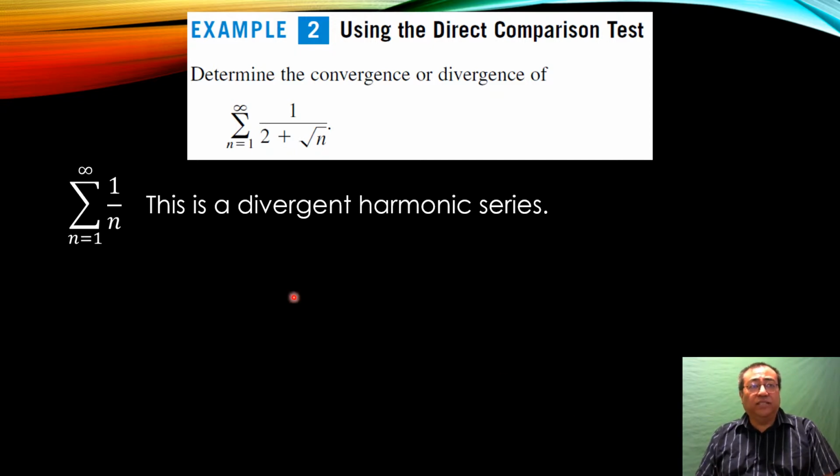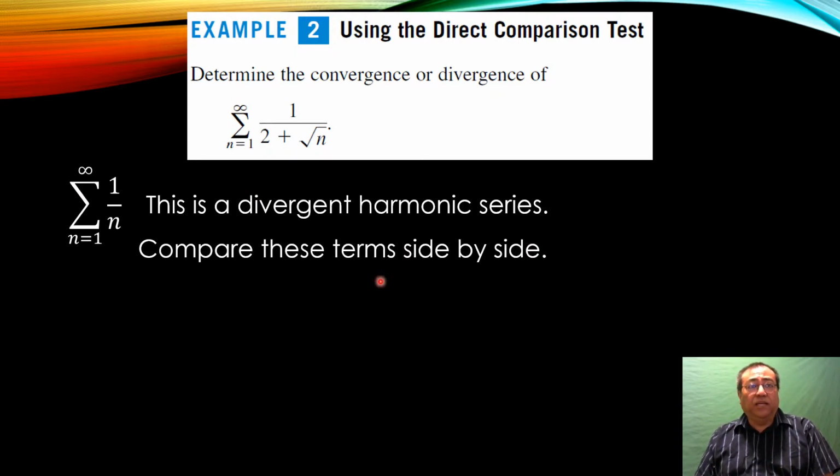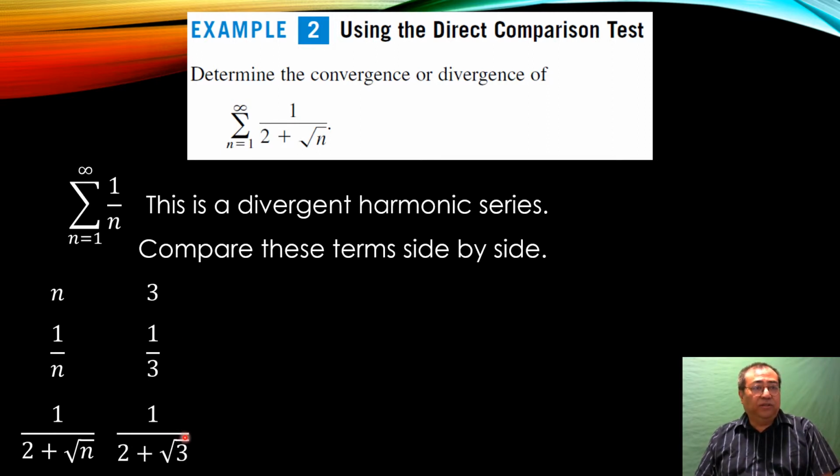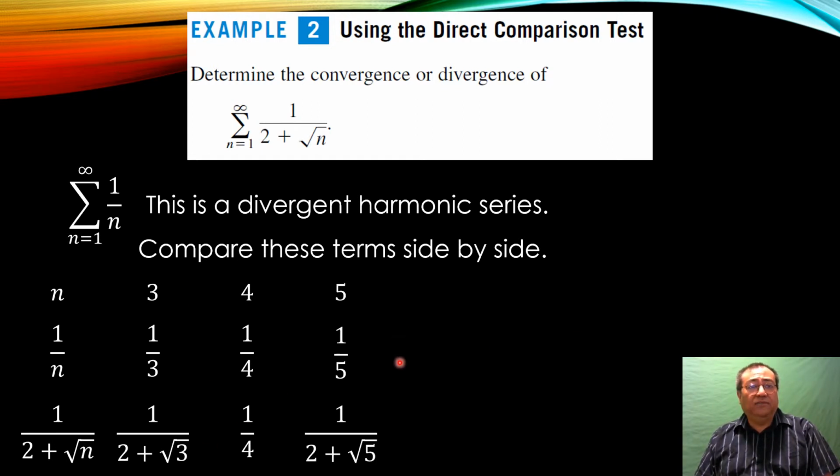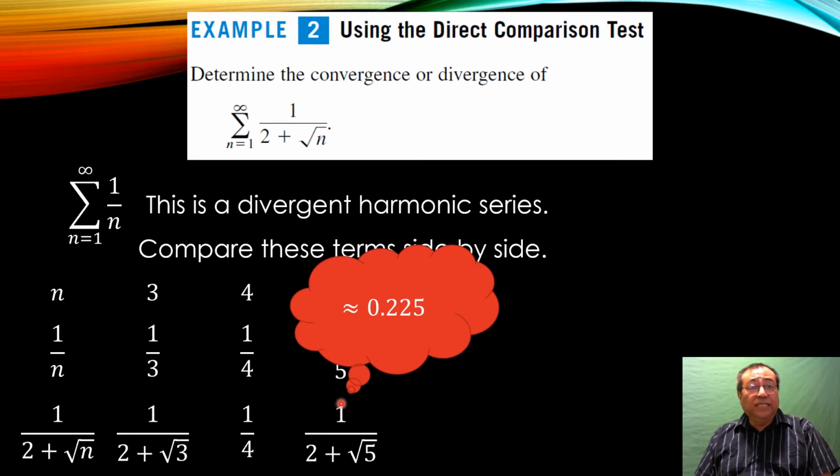So we know this is a divergent harmonic series, and we can compare these terms side by side. And look at all the work I have to do: 1/n to 1/(2 plus root n). I'm going to start at n equals 3. 1/3, and 1/(2 plus root 3). Actually, this is still bigger, I think. For 4, 1/4, now they're the same. Plug in 5. 1/5 is 0.2, and this is 0.225. So now this one's bigger. Remember, we want to be bigger than the divergent series, or equal to. So here it was equal, and before it was the other way.